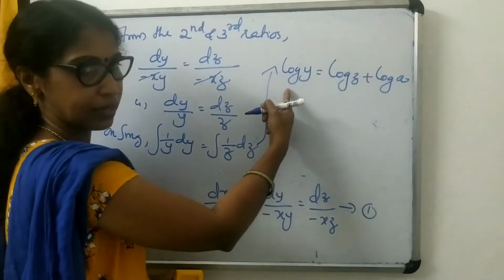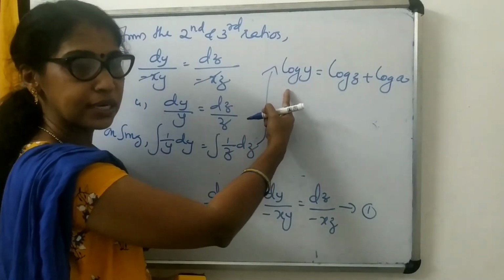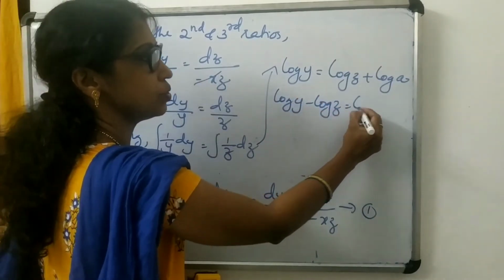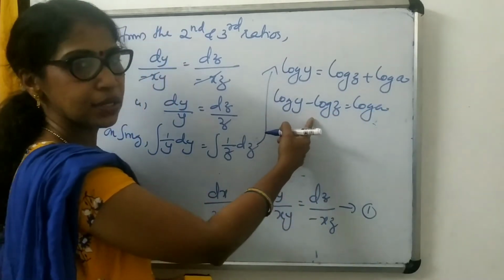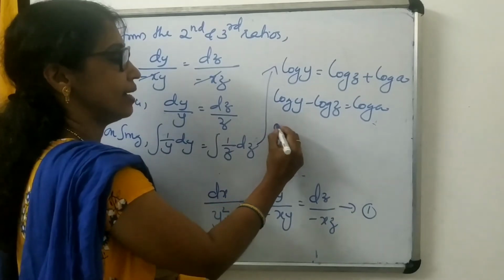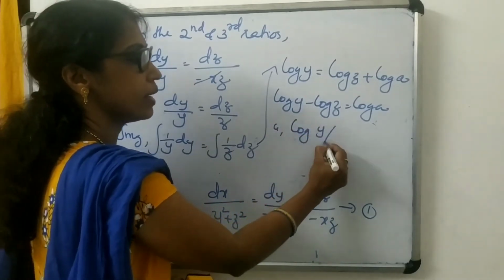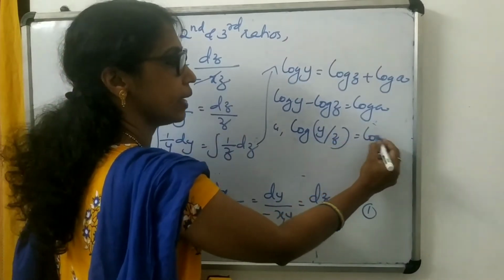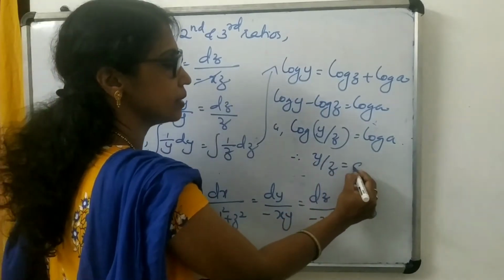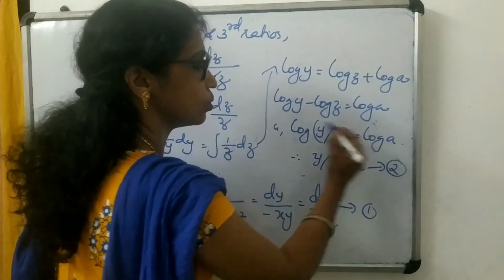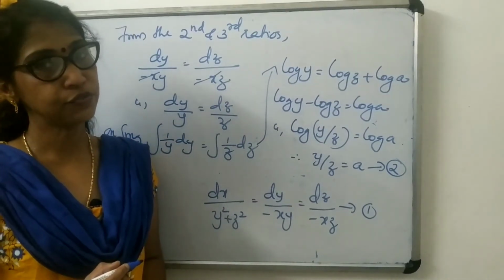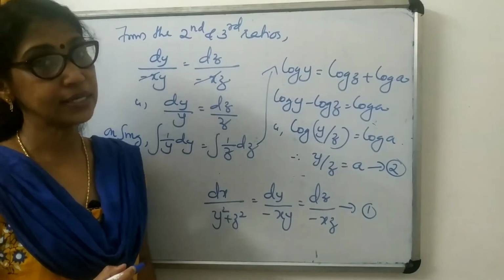So this becomes, on this side, log y − log z equal to log a. So what is this? Log a − log b is log(a/b). So log(y/z) is equal to log a, and therefore y/z = a, equation number 2. So we get the first solution, u = a. Now we have to find out the second solution, v = b.